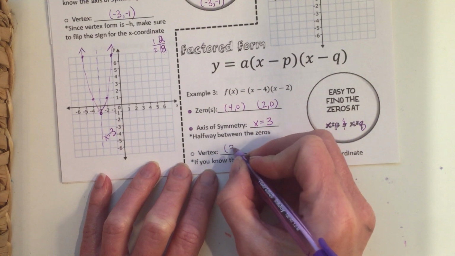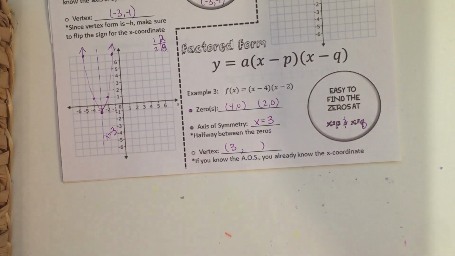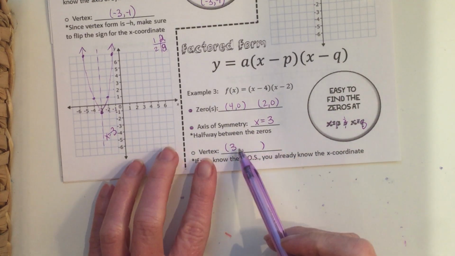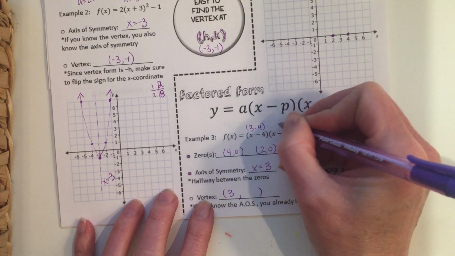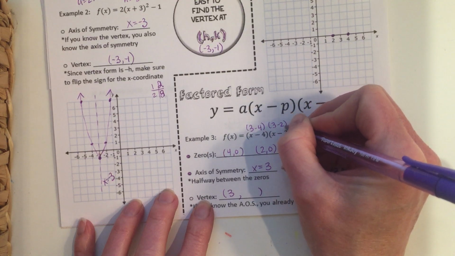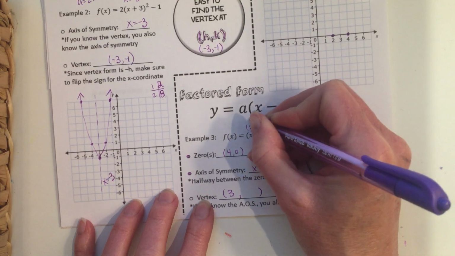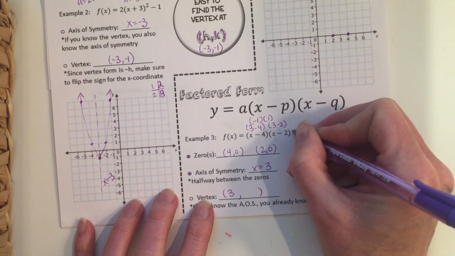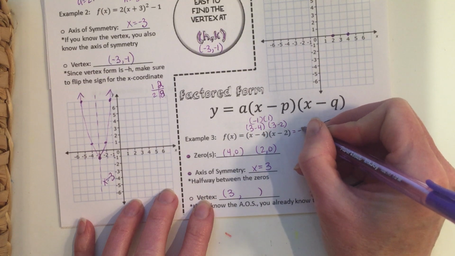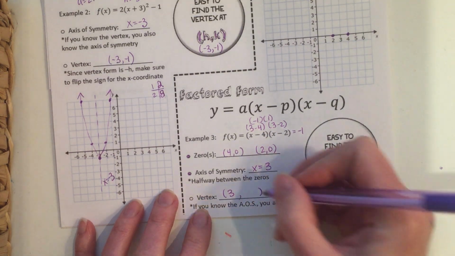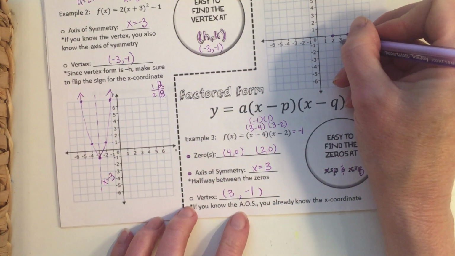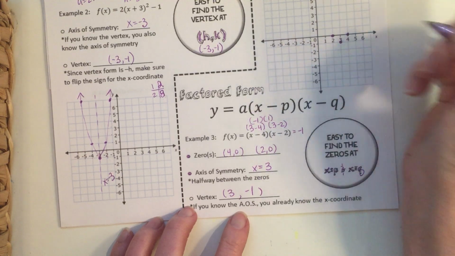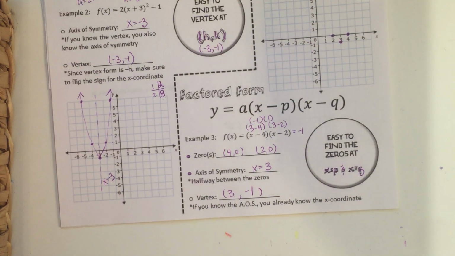And then I need to now find my y value when x is 3. So I'm going to plug a 3 in for x, and I get 3 minus 4 times 3 minus 2. Looks like -1 times +1. So it looks like I would get a -1 for my y value. So (3, -1) would be my vertex. So I'm going to put a dot at (3, -1), my vertex.